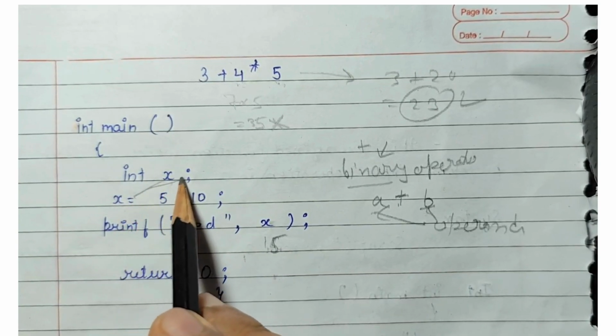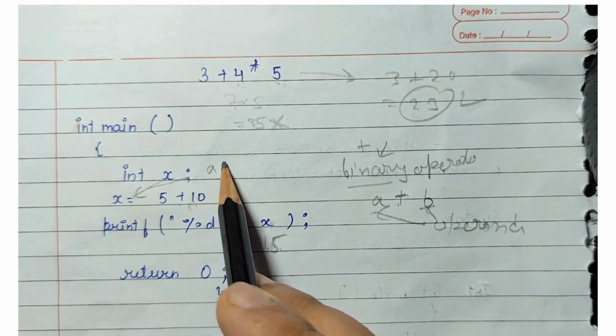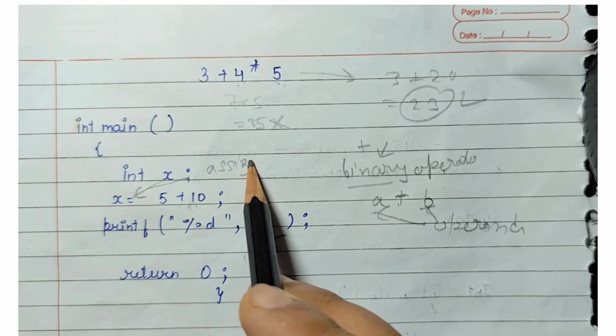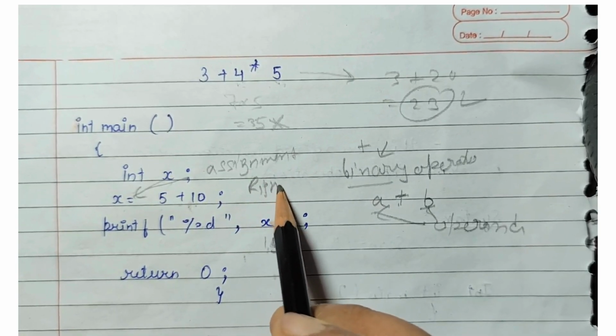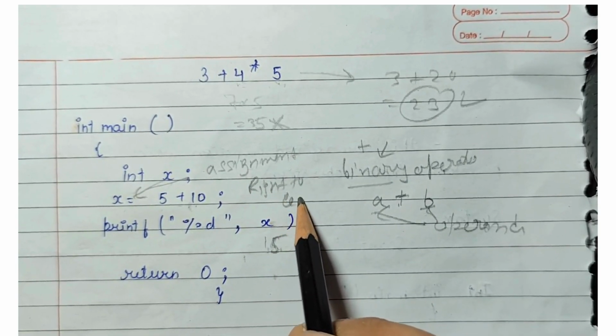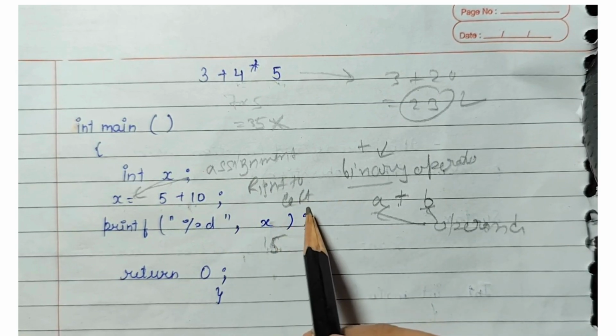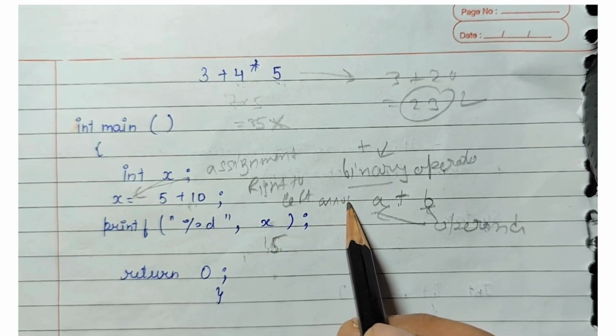And this one is the assignment operator. This equal to is called the assignment operator, and the assignment operator has the right to left associativity property.